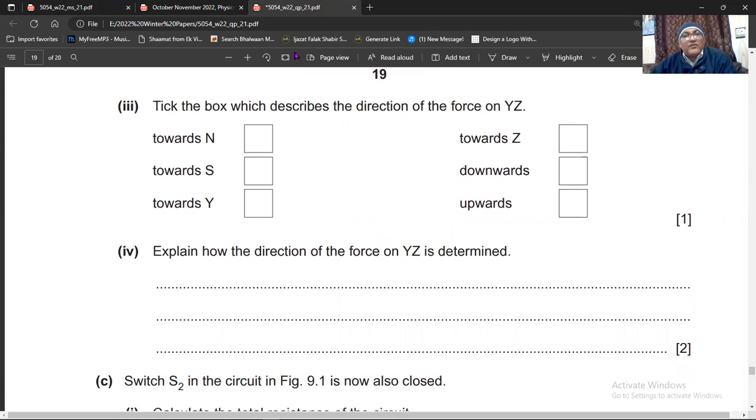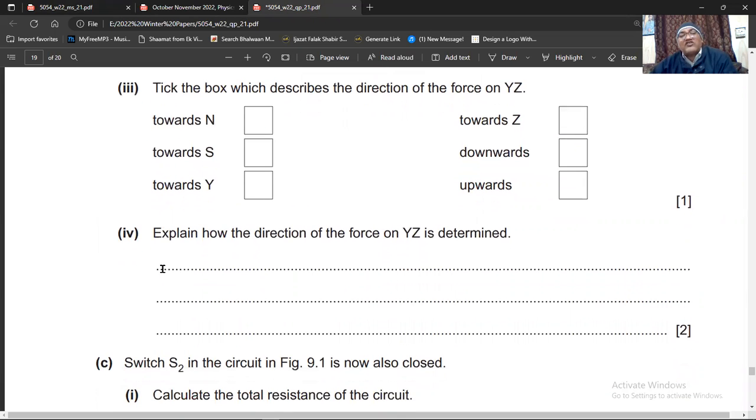Then we have: explain how the direction of the force on the YZ is determined. The force on the YZ can be determined very easily by using the left-hand rule. And this is my left-hand rule. This is my left hand. And this is my thumb. This is my index finger. And this is my middle finger. So you stretch them in such a way that they are mutually perpendicular to each other.